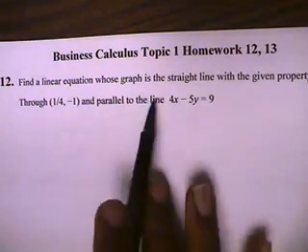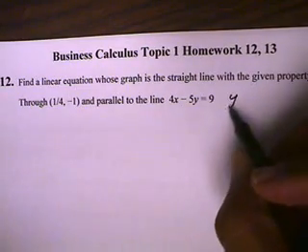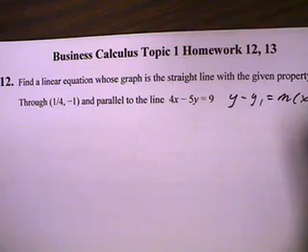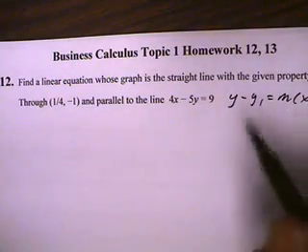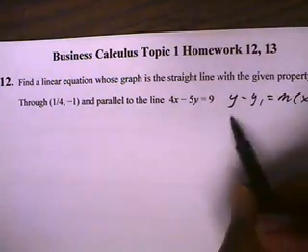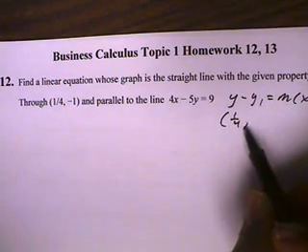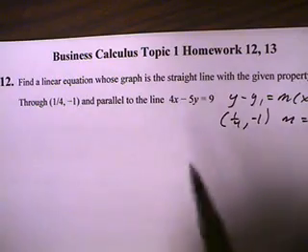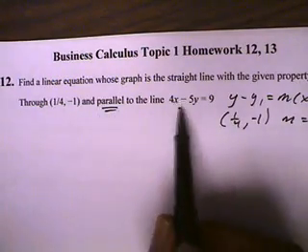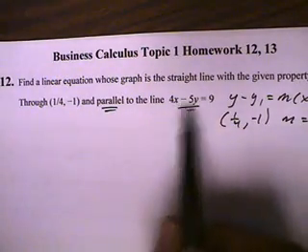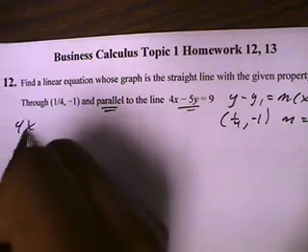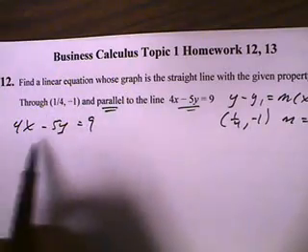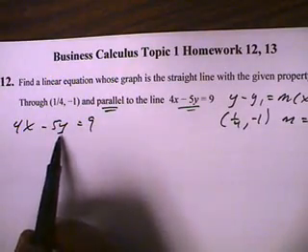Well, in order to create lines, we use the point-slope formula, and the point-slope formula requires a point and a slope. Well, we have a point right now, which is (1/4, -1). We just don't have a slope. So, since we need to be parallel to this line, we can use the slope from this line. To find the slope of 4x minus 5y equals 9, we have to solve for y.